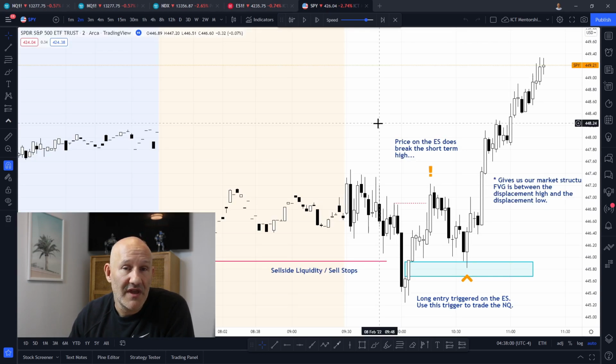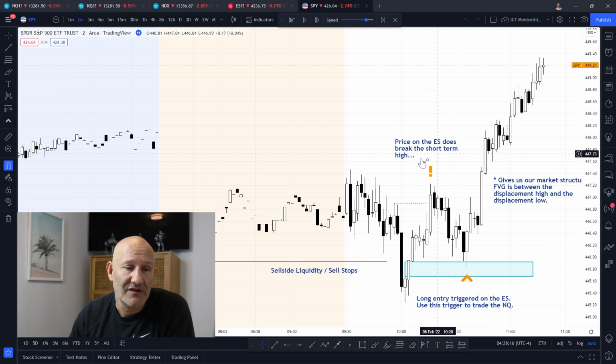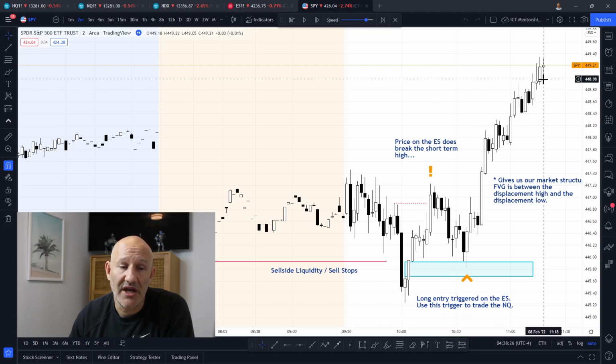So again, I'm using the SPY here instead of the ES futures because my data doesn't go back, but you can see the setup and the candles are all going to be exactly the same. So we have this run down here into the sell side liquidity, so into these sell stops before the market trades higher. And you can see here, different to what happened on the NASDAQ, we do trade above that previous short-term high, which we didn't do on the NASDAQ, before trading back down and then trading higher again.